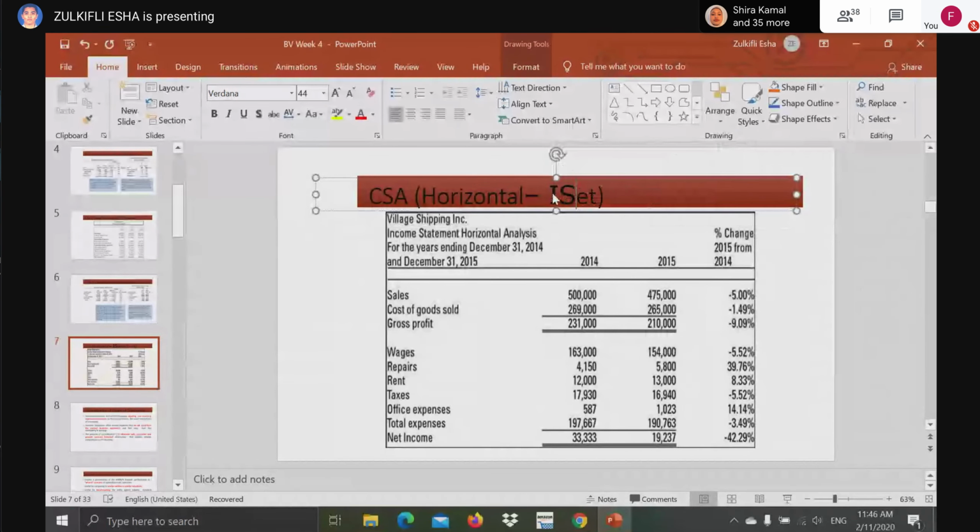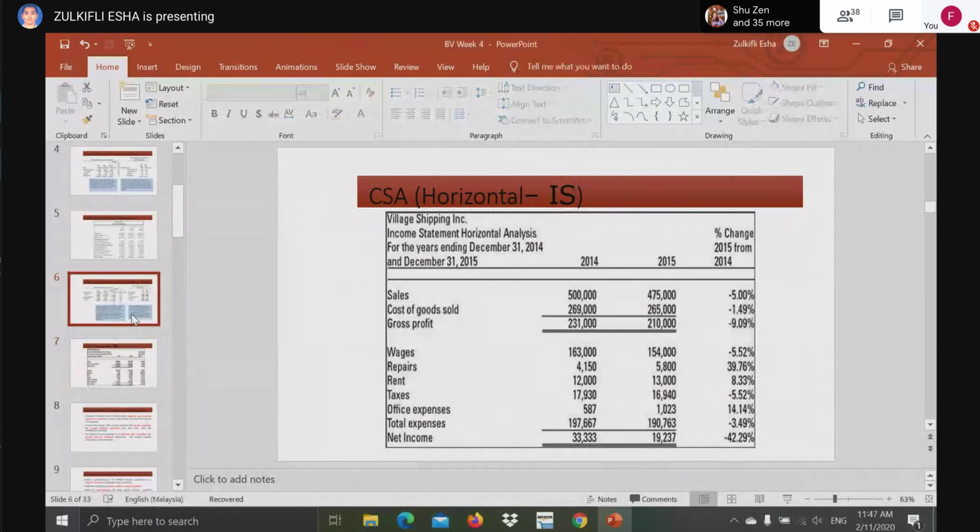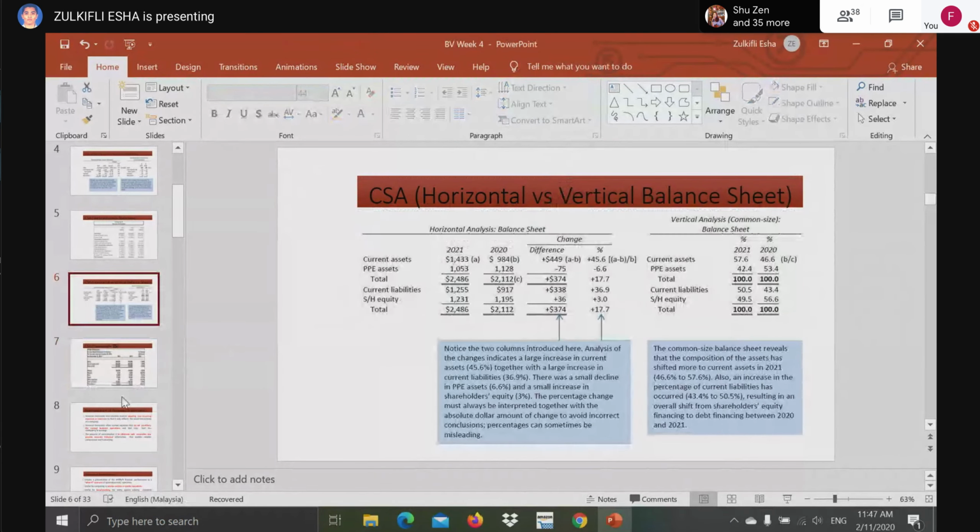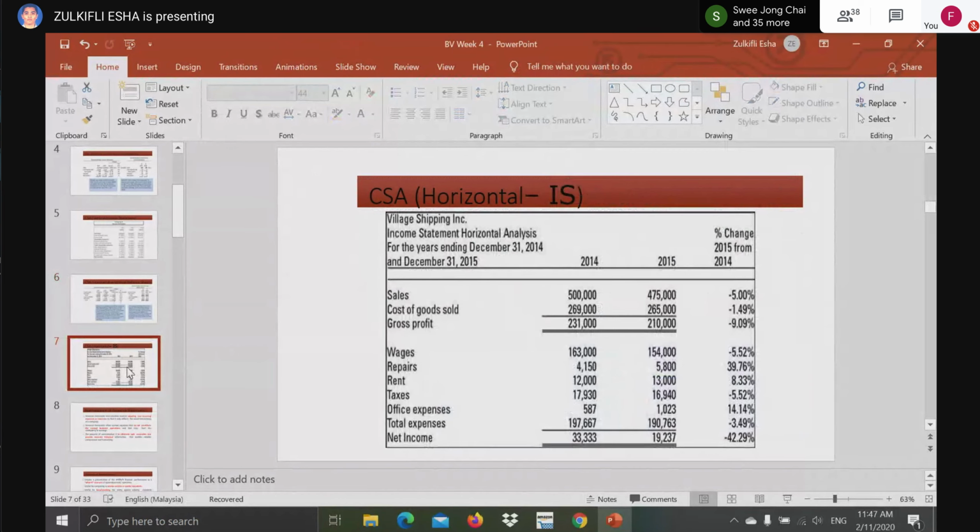Balance sheet you cannot get the data. This data you cannot get from balance sheet. This data comes from income statement. So don't worry, I will correct the heading before I upload the slides in Spectrum.